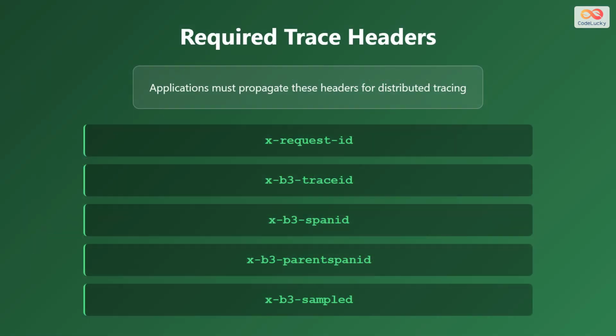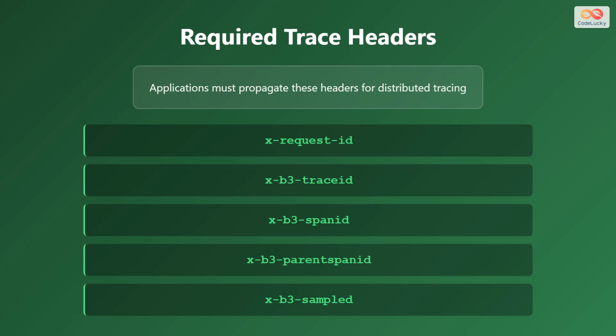For distributed tracing to work correctly, applications must propagate specific trace headers when making requests to other services. The x-request-id header uniquely identifies each request across the entire trace. The x-b3-traceid header contains the overall trace identifier that groups all spans belonging to a single request. The x-b3-spanid header identifies the current span within the trace.